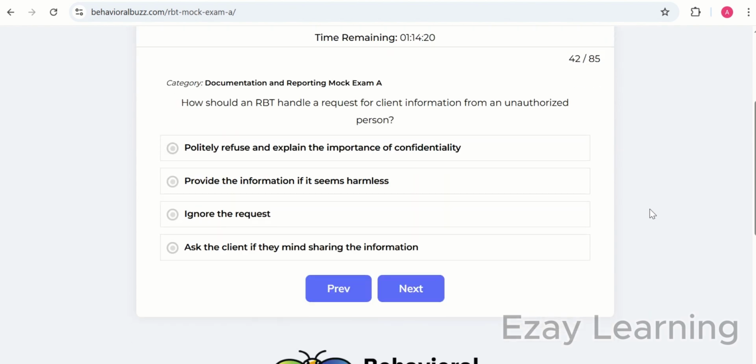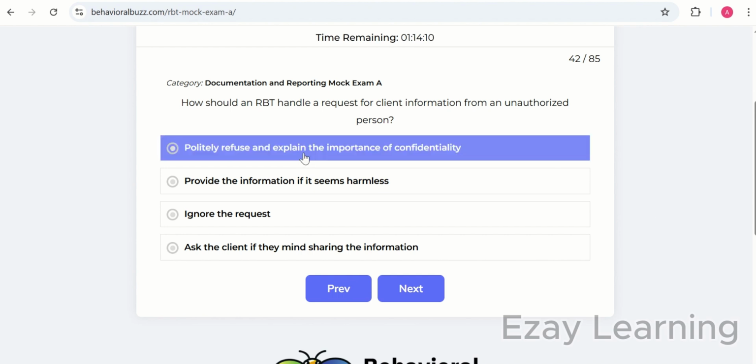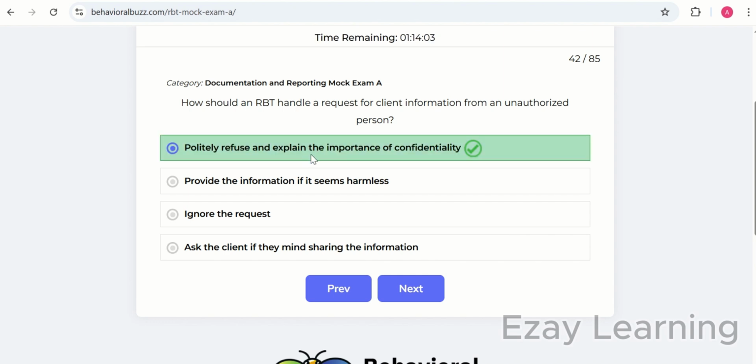How should an RBT handle a request for client information from an unauthorized person? Politely refuse and explain the importance of confidentiality because the person is unauthorized. You are not supposed to share information.